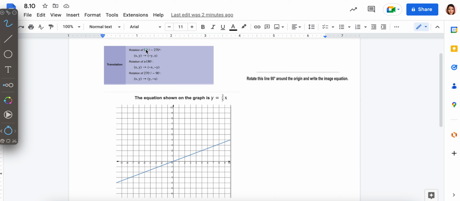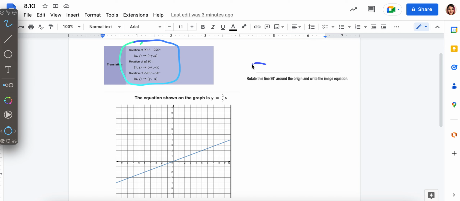This right here is just a little review over the rotation rules. If we rotate 90 or negative 270, same thing, the rule is the same: XY becomes negative Y, X. If you rotate 180, either plus 180 or negative 180, going clockwise or counterclockwise, the rule is the same: XY becomes negative X, negative Y. And then rotation of 270 or negative 90 is, again, the same exact thing: XY becomes Y, negative X. So you need to remember these rules or write them down somewhere.